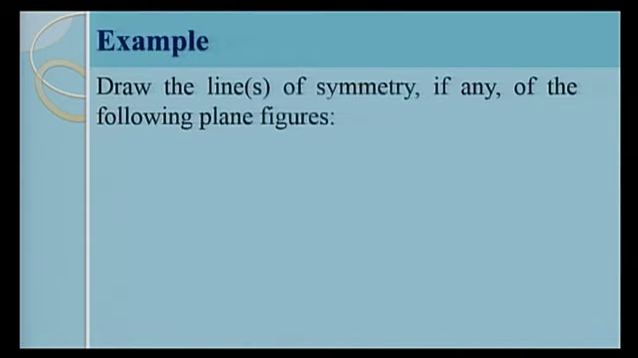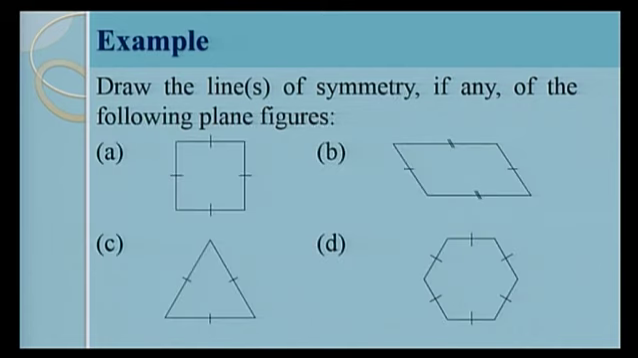Now, let's move on. Can you draw the lines of symmetry, if any, in the given plane figures? The first one is a square. The second one, part B, is a parallelogram. Here you've got an equilateral triangle and a hexagon.